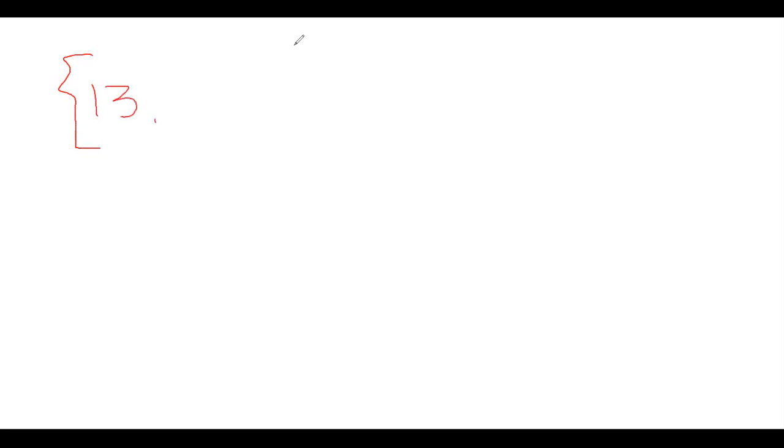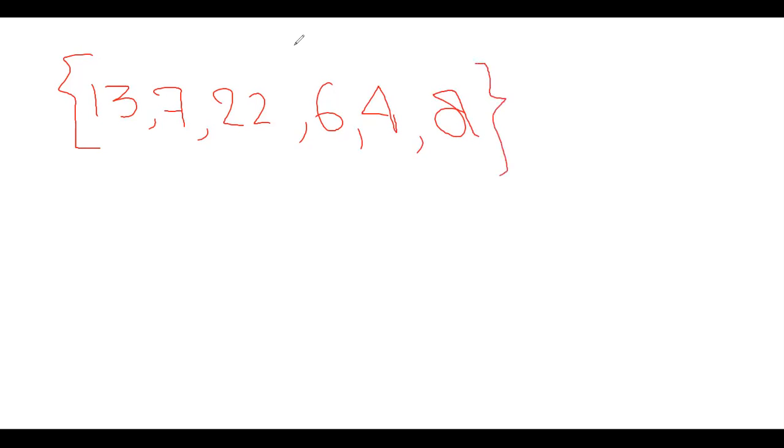13, 7, 22, 6, 4, and the last one is A. We don't know about the A. This is a set.